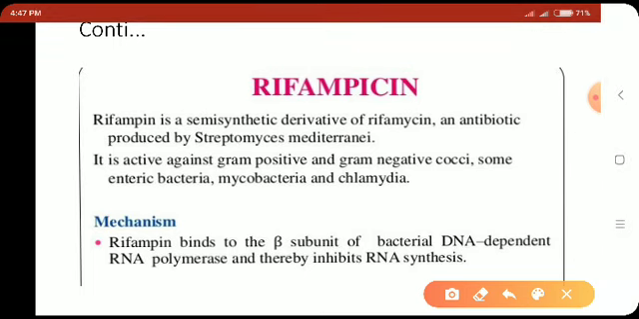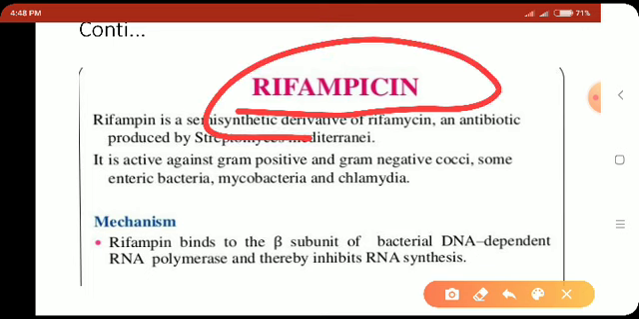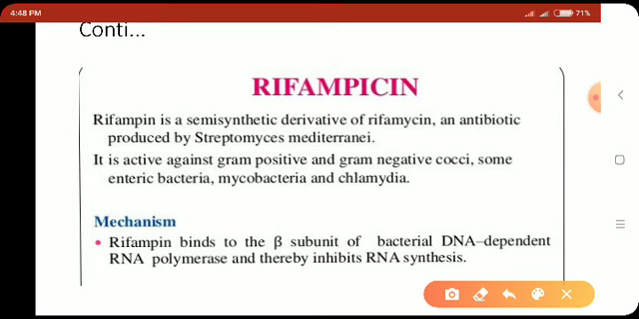Rifampicin. The drug rifampicin is from first line anti-tubercular drug, and the mechanism of rifampicin is it inhibits RNA synthesis of bacteria by binding to the beta subunit of RNA polymerase. This is the mechanism of action of rifampicin.